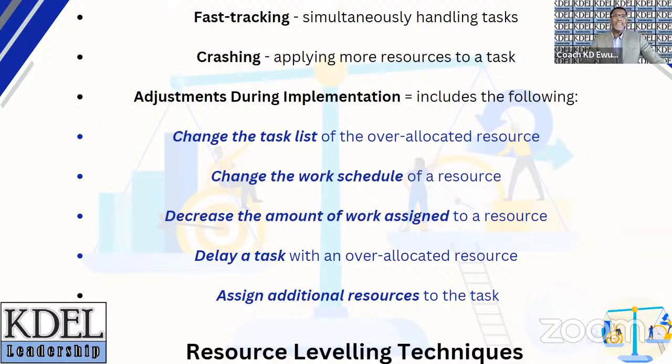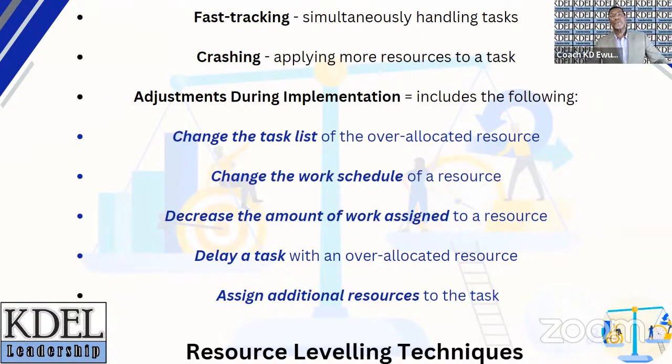There are times you might also need to adjust during implementation. We can also do the following. We can change the task list of the over-allocated person. What do I mean by that? If somebody is overburdened with a lot of work, you can go ahead and change the list of tasks they have. You might not reduce the number of tasks, but you might ensure that the tasks you give them take less time to get done.